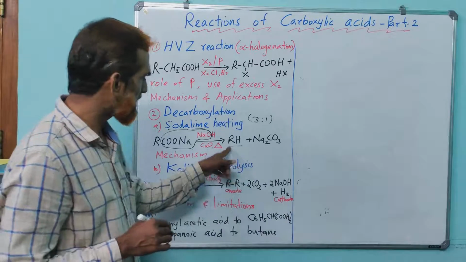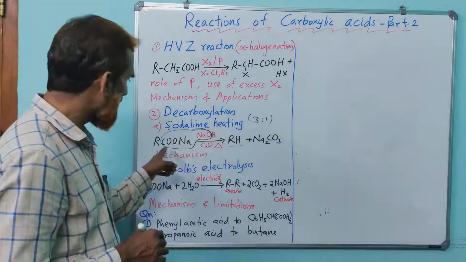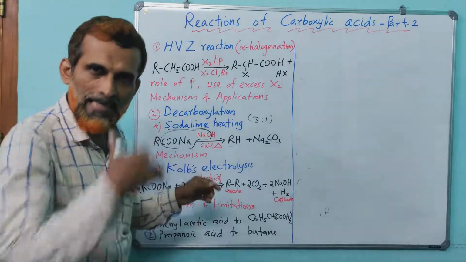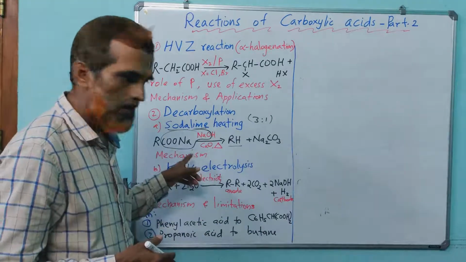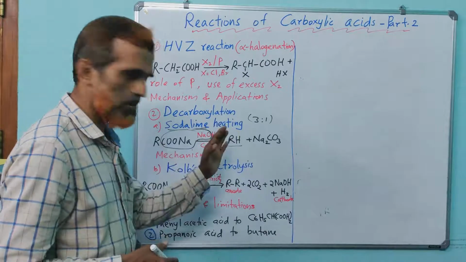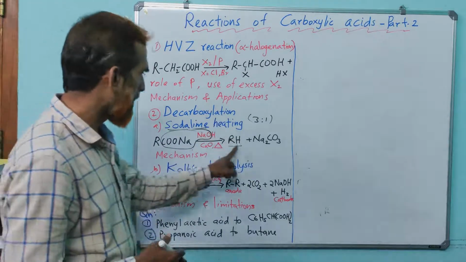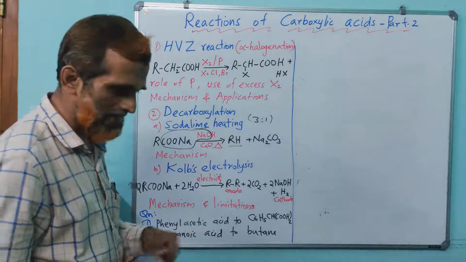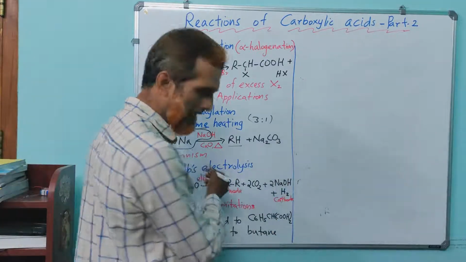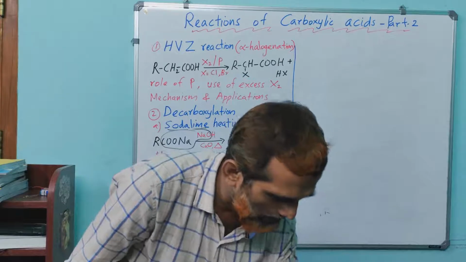See, this is the interesting part of this reaction, that it is stepping down, descending series. If you want to remove one carbon, this is the route. So this carbon is lost in terms of carbon dioxide plus sodium carbonate. Okay, we'll see the mechanism of this reaction. Let us take a particular example for this decarboxylation.